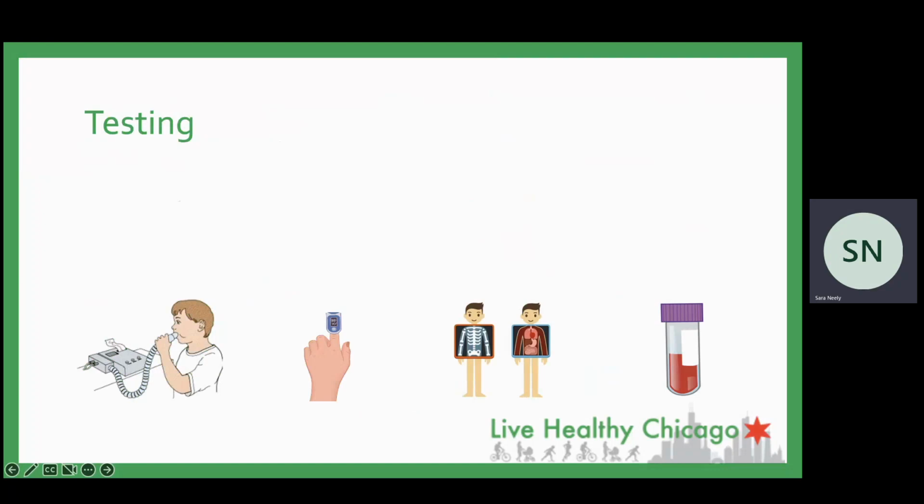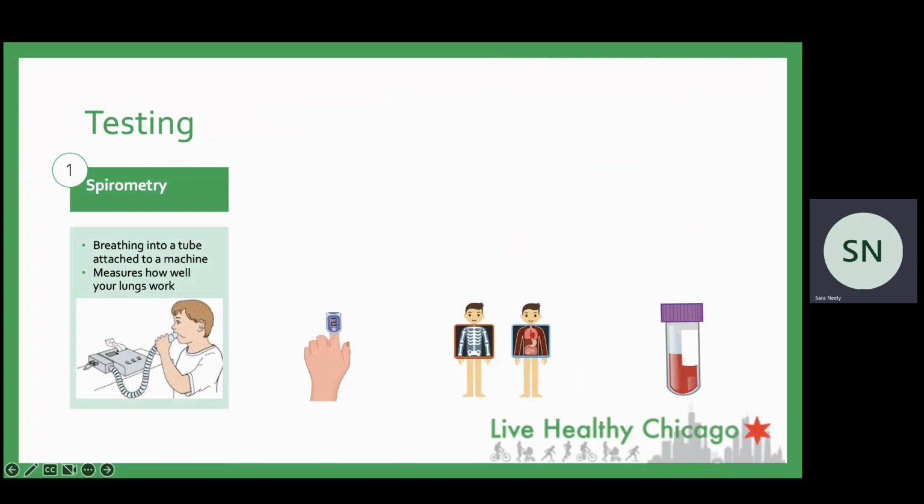There are a few tests that your provider can do to check to see if you have lung disease. The spirometry test involves you breathing into a tube attached to a machine. They will have you breathe normally and deeply in order to measure how well your lungs work.